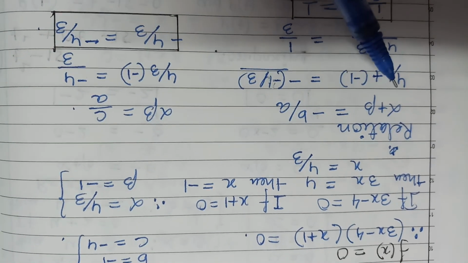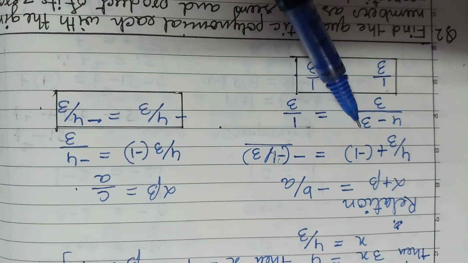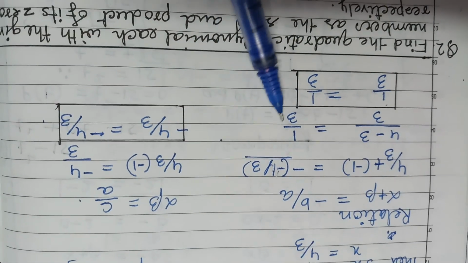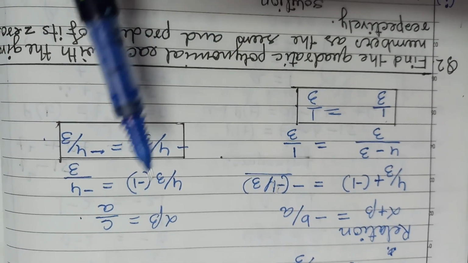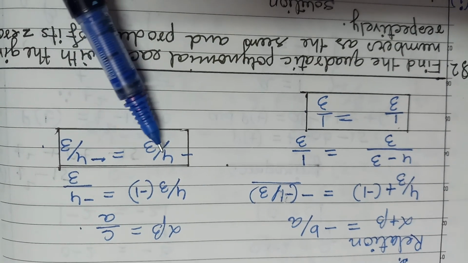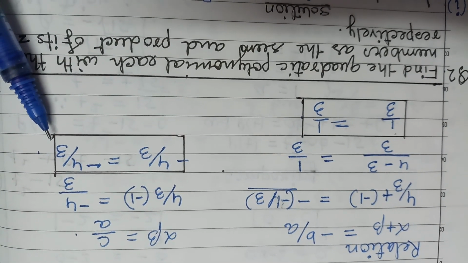Now again the relation alpha plus beta is equal to minus b upon a. So calculate, it is minus 1 upon 3 and this one also minus 1 upon 3. Same, alpha beta is equal to c upon a. Here also it is minus 4 upon 3 and this side also minus 4 upon 3.